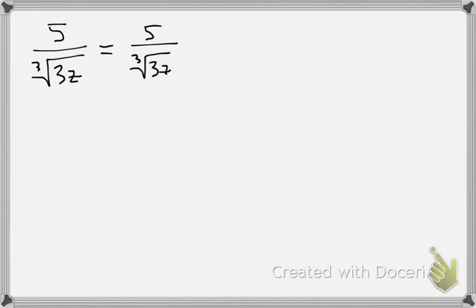What if I gave you 5 divided by cube root, give me a letter. Cube root of 3z. Right, z it is. Yeah, there's nothing hidden in that denominator this time. But if I'm going to rationalize the denominator, I need a cube root of 3 squared z squared. You guys agree?